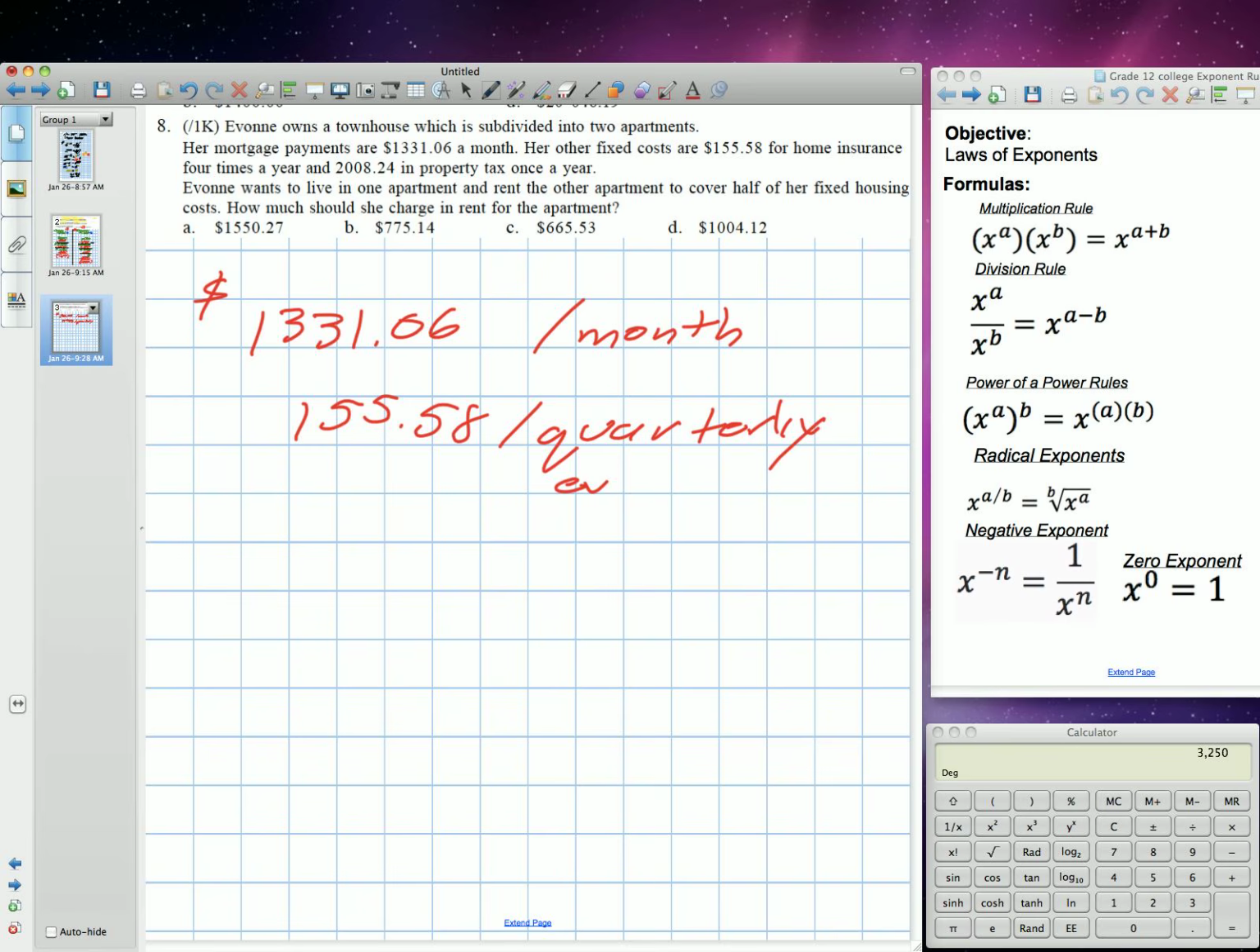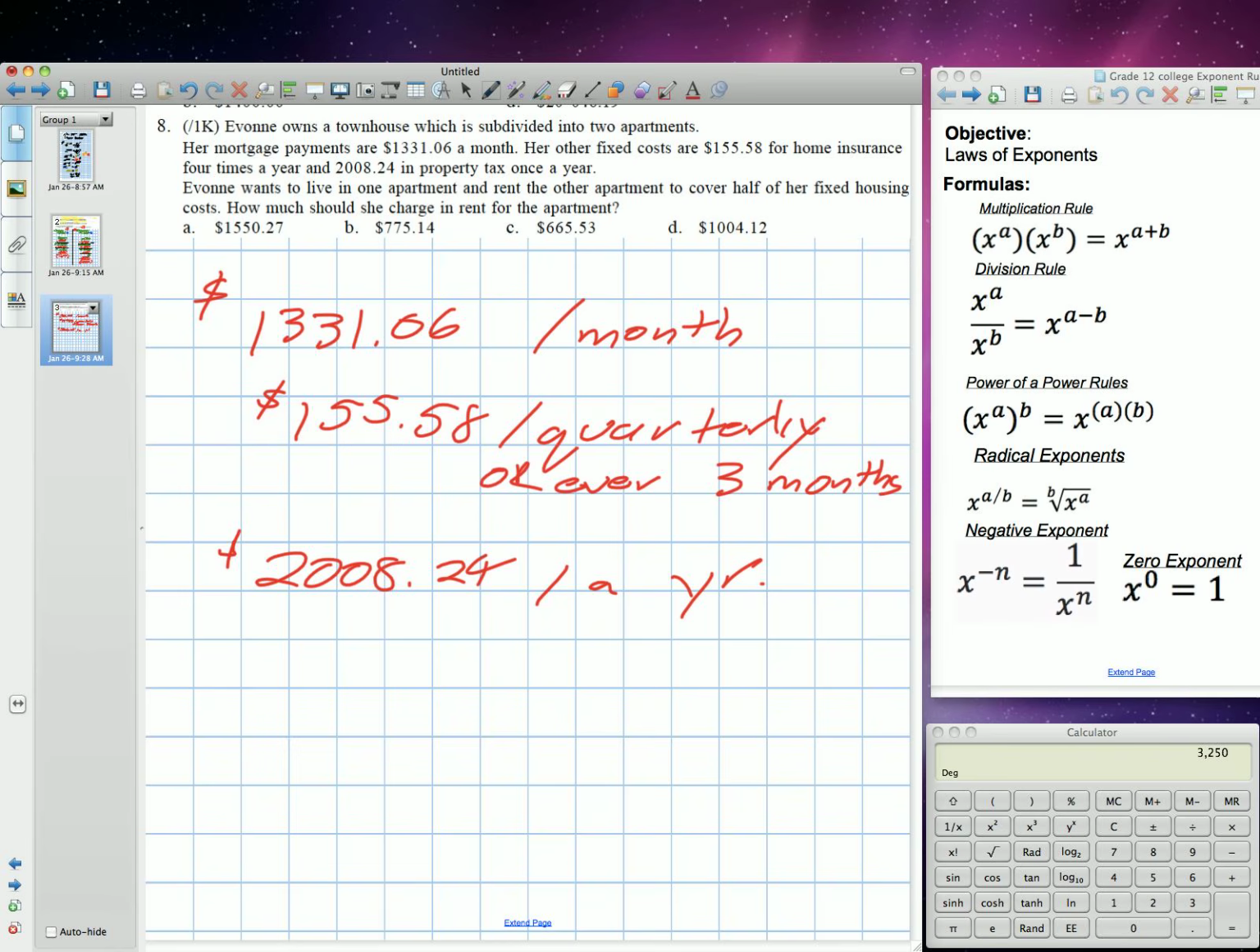Or every 3 months. Okay? It also says she pays $2,008.24 in property tax once a year. $2,008.24 a year. Yvonne wants to live in one apartment and rent the other apartment to cover half of her fixed housing costs. How much should she charge for rent?